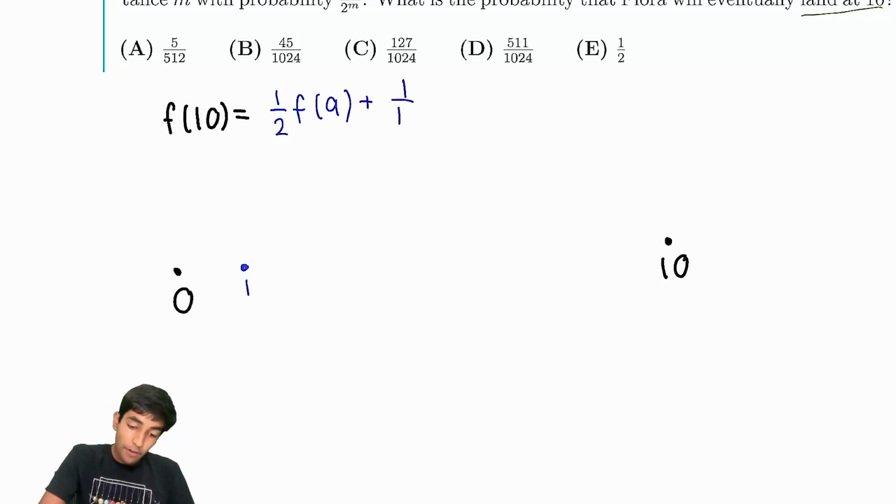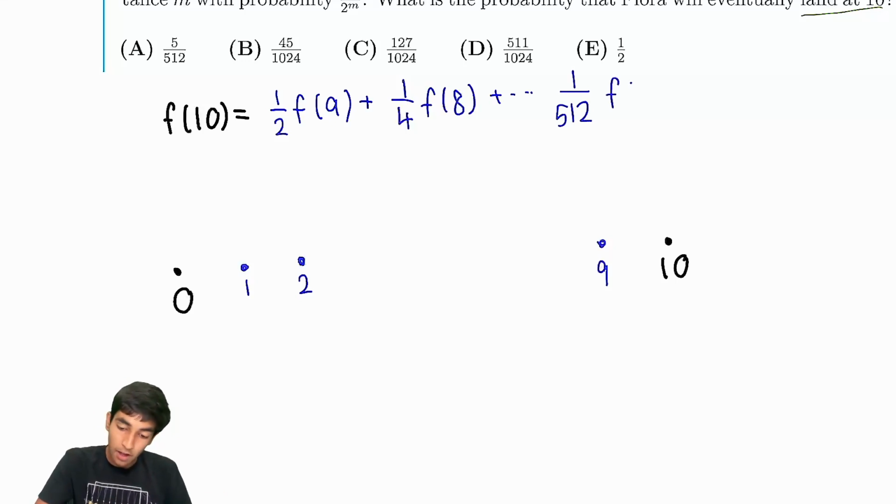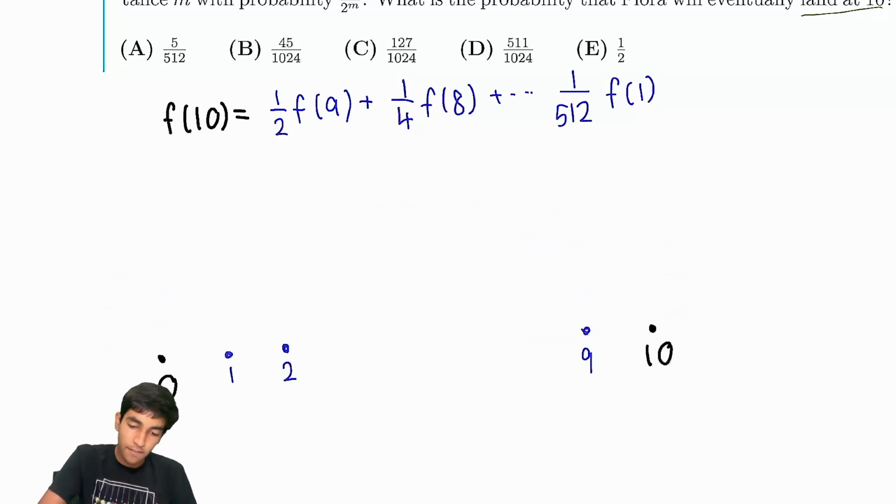And we also have a 1/4 chance, because 1 over 2 squared, of reaching the point 2, which would be f of 8. And so on, all the way till 9, where we have a 1 over 2 to the 9, or 1 over 512 chance of reaching 9. And from 9, the probability is just f of 1. So now we have our handy equation for f of 10. Let's now write our equation for f of 9.